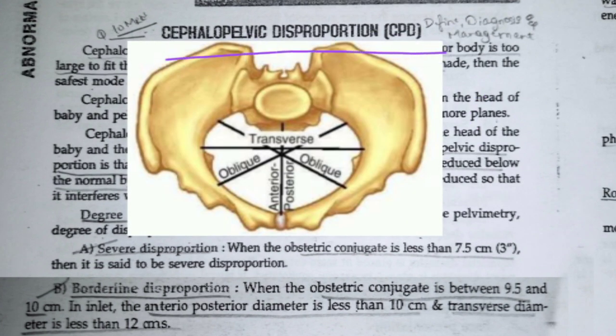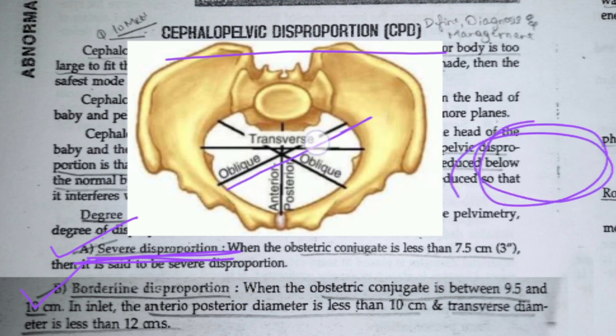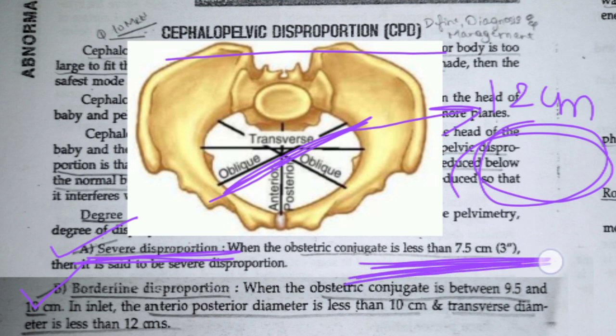Cephalopelvic disproportion has two types. One is severe disproportion, another is borderline disproportion. In severe disproportion, the pelvis is very small. The obstetric conjugate should generally be 12 centimeters. This is how a healthy pelvis is. But here it is less than 7.5 centimeters.